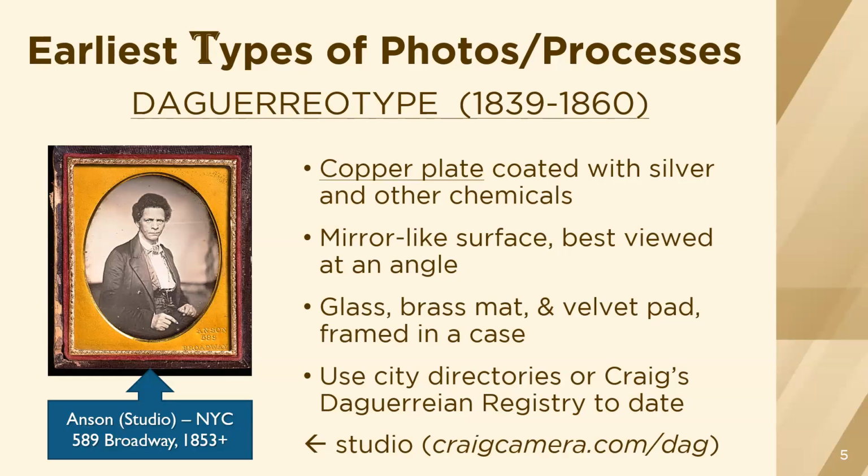The studio that was mentioned was Anson's in New York City at 589 Broadway. If you're looking for the studio, you could find them in the city directory for New York City at this particular address after 1853. Before then, they were down the street at 633. So this kind of gives you an idea of a date.